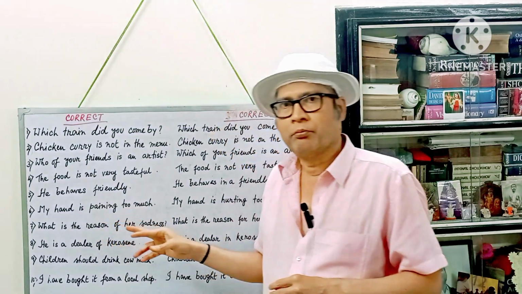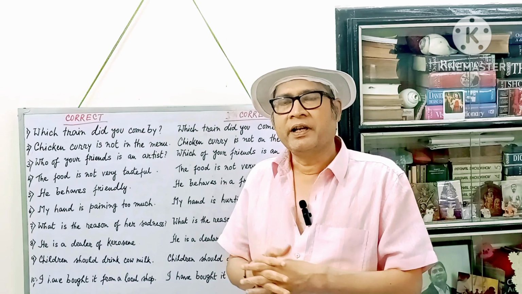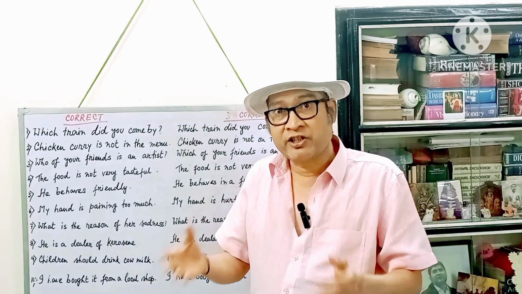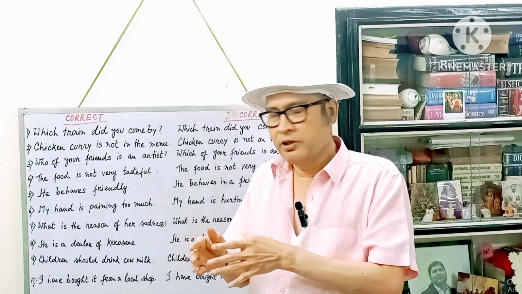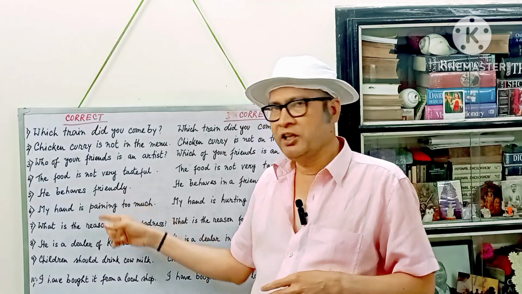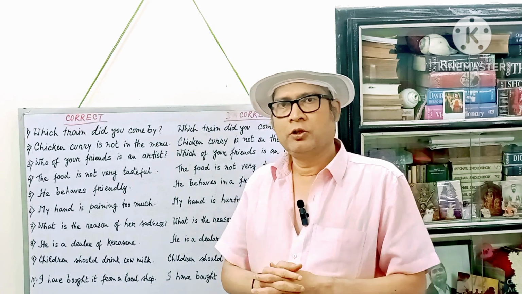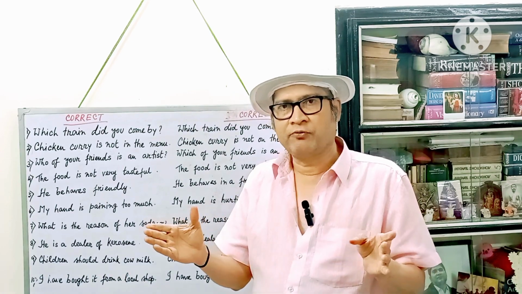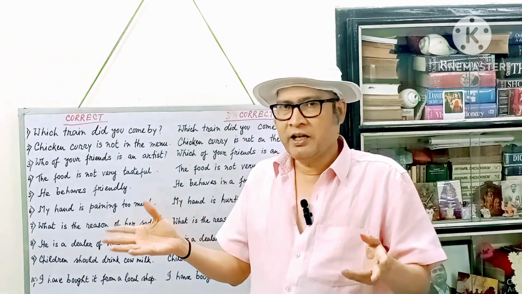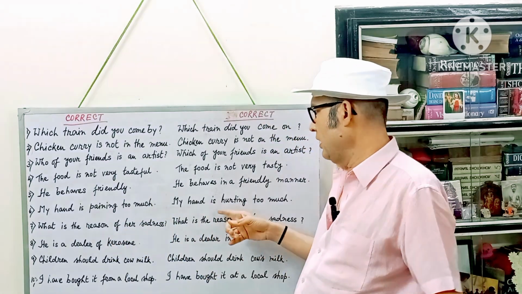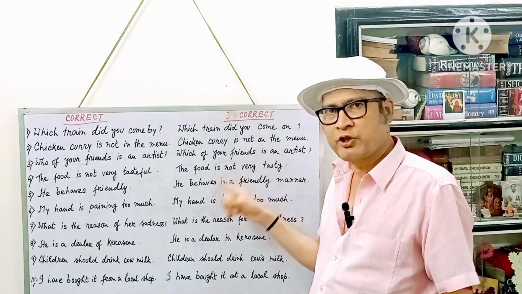Why not? Because pain, P-A-I-N, when used as a verb, acts as a transitive verb. There are two types of verb, transitive and intransitive. Now we know that a transitive verb always needs an object. Without an object, you cannot use a transitive verb. But when we use an intransitive verb, we don't need an object. For that reason, here, my hand is hurting, there is no object. That's an intransitive verb.